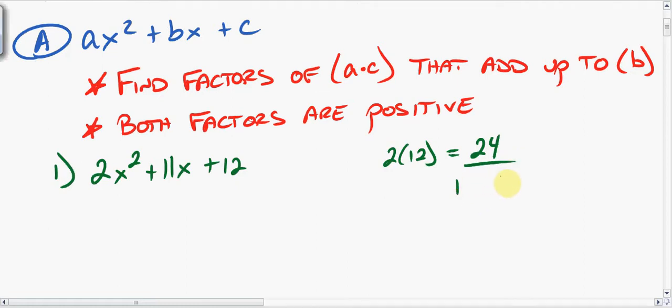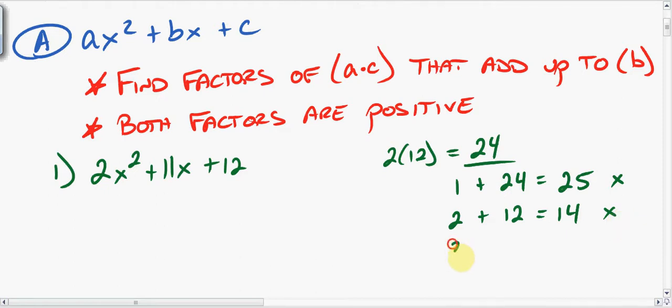So we've got 1. 1 goes into 24 24 times. So 1 plus 24 is 25. That doesn't work. We're looking for 11. So let's try 2. 2 goes into 24 12 times. 2 plus 12 is 14. Still not 11. So let's try 3. 3 goes into 24 8 times. 3 plus 8 is 11. So that's the number we're looking for. These are the factors we're interested in.